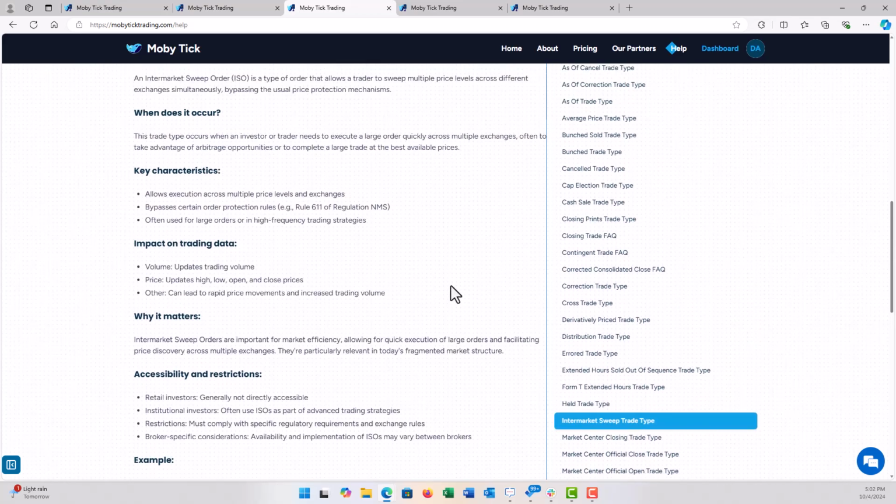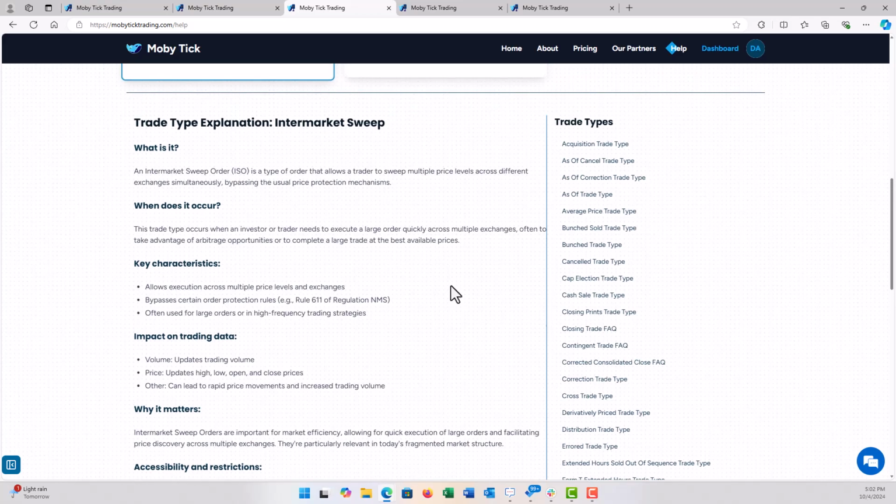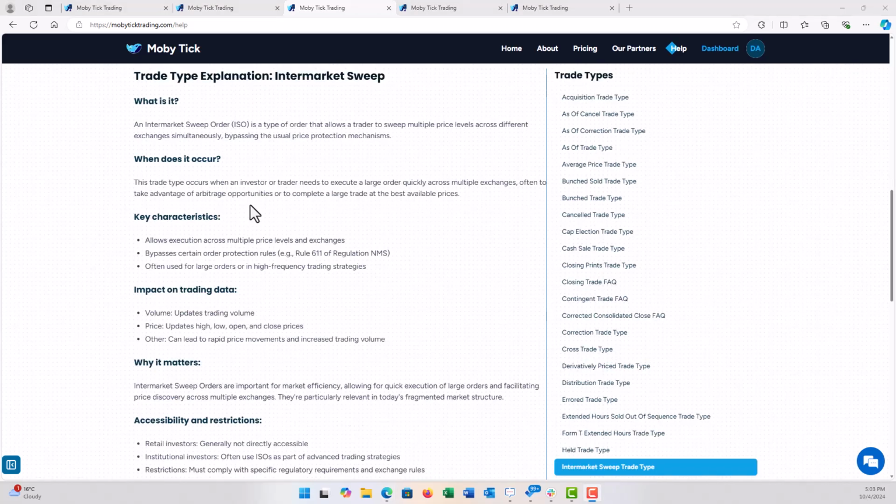And this gives us some layman's terms. It gives us a layman's explanation of what the trade actually is. An intermarket sweep order is a type of order that allows a trader to sweep multiple price levels across different exchanges simultaneously, bypassing the usual price protection mechanism. Also, it tells us when this occurs. It occurs when an investor or trader needs to execute a large order quickly across multiple exchanges to take advantage of arbitrage opportunities or to complete large trades at the best available prices.